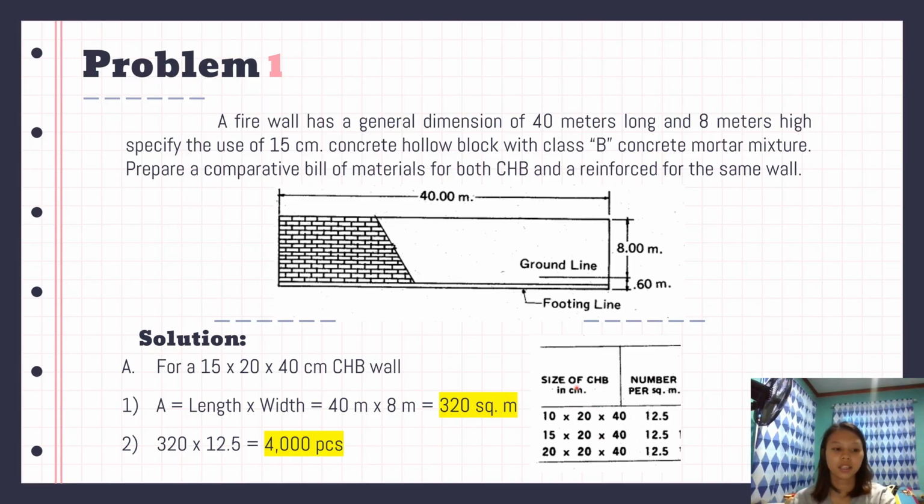We refer to Table 2-2. We use this for getting the quantity, how many pieces are needed. So 320 is the area, times 12.5, which is the number of pieces per square meter for 15 by 20 by 40 blocks.